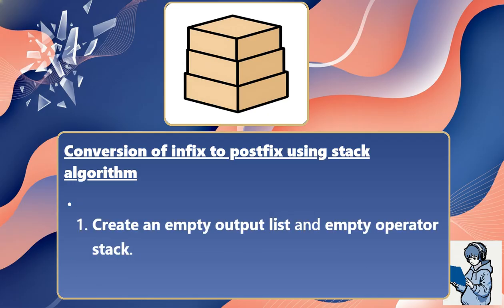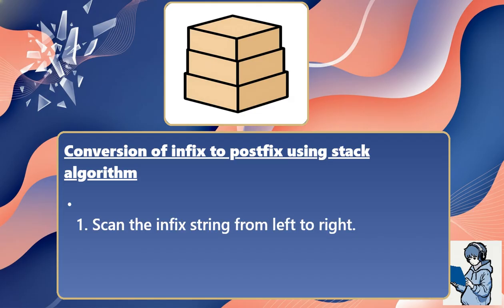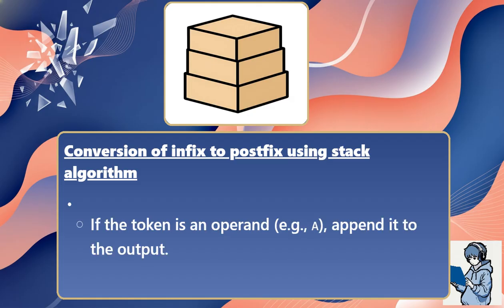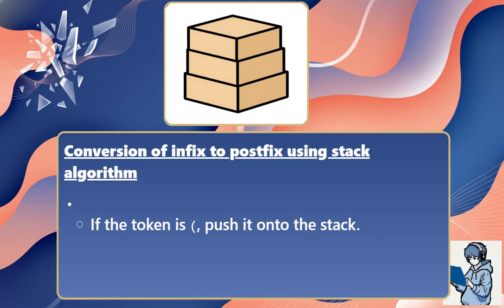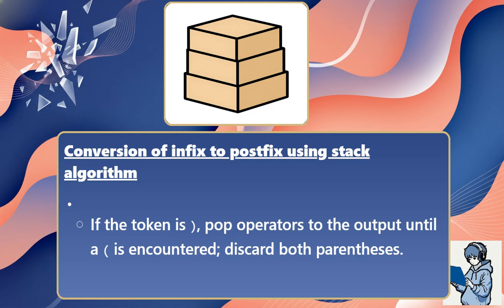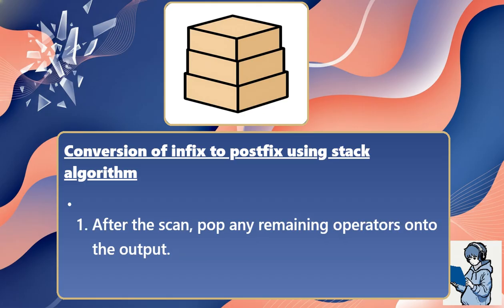Step 1. Create an empty output list and an empty operator stack. Step 2. Scan the infix string from left to right. If the token is an operand, for example a, append it to the output. If the token is an operator, while the operator at the top of the stack has higher or equal precedence and the same associativity, pop it to the output, then push the current operator. If the token is an opening parenthesis, push it onto the stack. If the token is a closing parenthesis, pop operators to the output until an opening parenthesis is encountered, and discard both parentheses. Step 3. After the scan, pop any remaining operators onto the output.